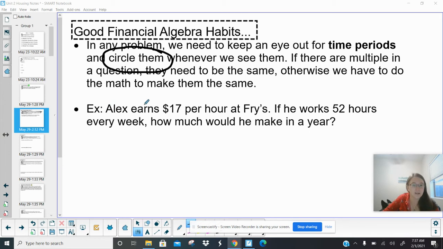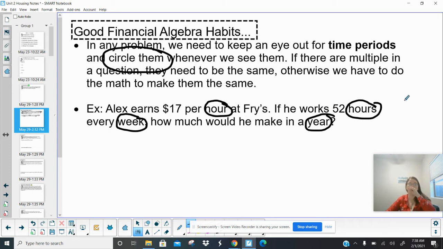So I'd go, Alex earns $17 per, hey, an hour is a time period, so I would circle that and keep going. If he works 52 hours, okay, so far so good. Hour, that's fine. They match, right? So let's keep going. If he works 52 hours every week, okay, so here now we have an hour into a week, and then it says how much would he make in a year.